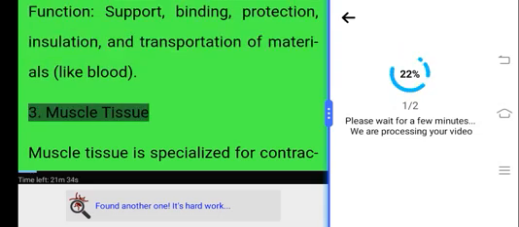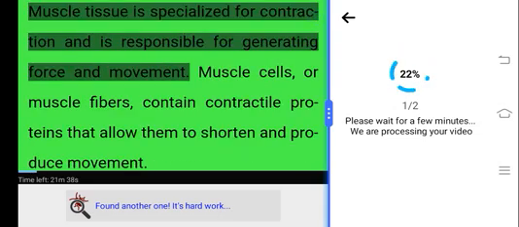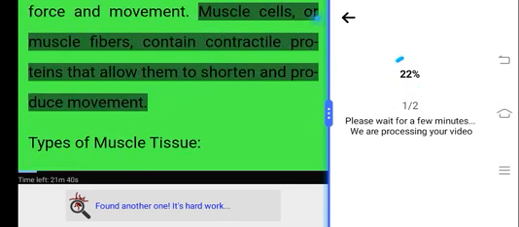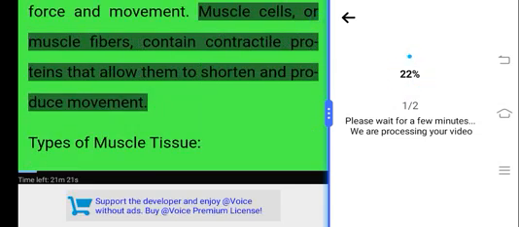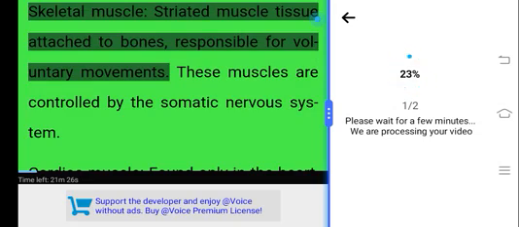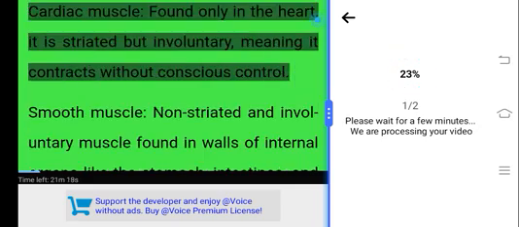3. Muscle tissue. Muscle tissue is specialized for contraction and is responsible for generating force and movement. Muscle cells, or muscle fibers, contain contractile proteins that allow them to shorten and produce movement. Types of muscle tissue. Skeletal muscle: striated muscle tissue attached to bones, responsible for voluntary movements. These muscles are controlled by the somatic nervous system.